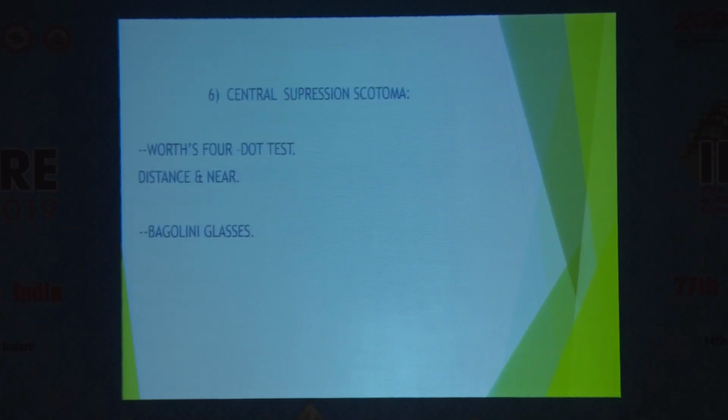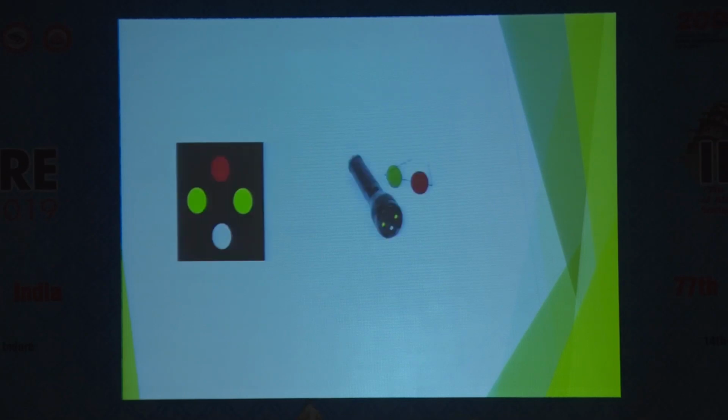Normal fundus, I'm sorry, because I didn't know that there's a central suppression. So we have to see the Worth 4 dot test, distance and near, and Bagolini glasses, you can see a central scotoma. It's very clear. This is what you have to do both ways. The left one is for distance, and the other one is the torch we have, which is for near. Because if there's a large scotoma, you will not be able to differentiate at distance. But when you bring the Worth 4 dot test for near at 1 meter, the patient might be able to read it.